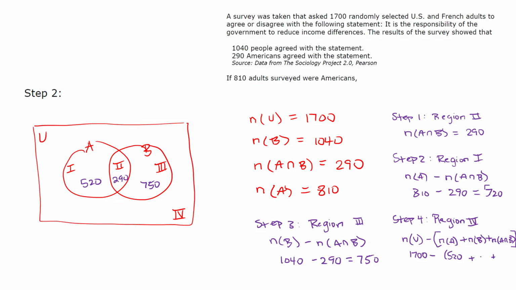So this would be 750 and then 290. Okay. And that will equal 1700 minus 1560, which equals 140. Okay. Alrighty. Excellent.